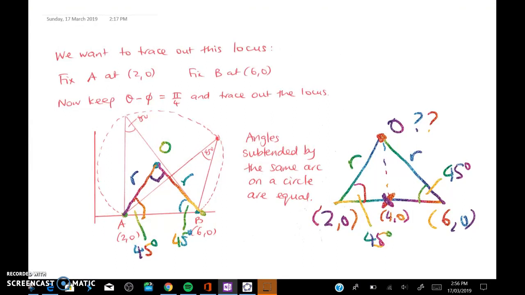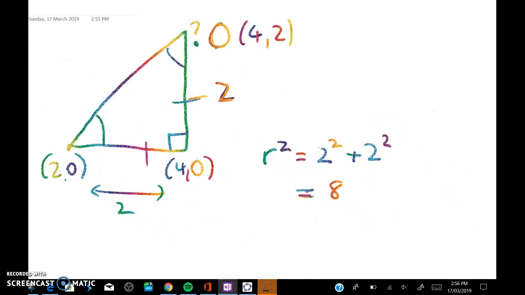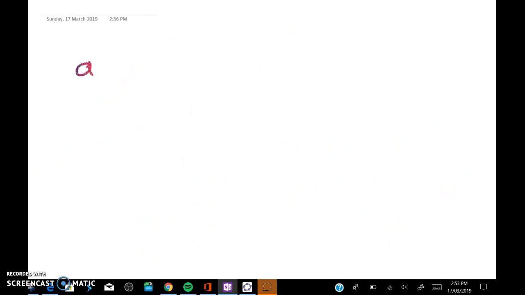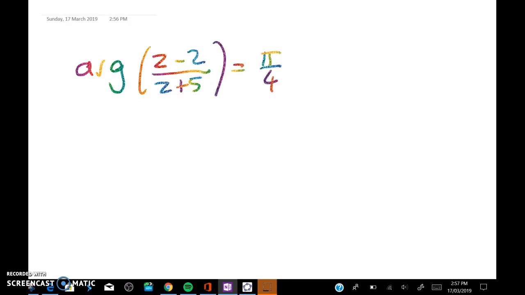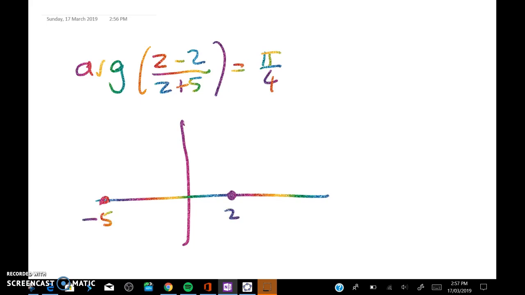Now, what I suggested you try for homework is what happens when we do our earlier example, which is this one: the arg of (z minus 2) over (z plus 5) is equal to pi on 4. The numbers aren't quite as nice, but the basic picture that you should get will be very similar. So not doing it in GeoGebra, doing it very badly here, we're going to have (2, 0) here, and we're going to have the point (-5, 0) here. So knowing that that's going to form an arc on a circle, where is my centre going to be? Well, I'm going to have the same isosceles triangle idea. So this length here is 7.